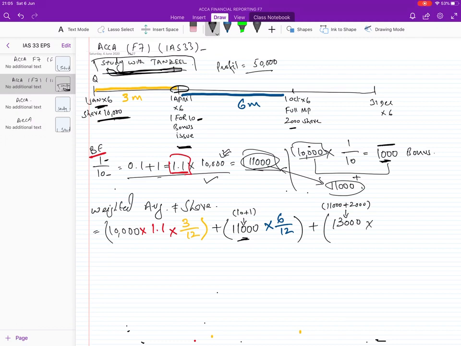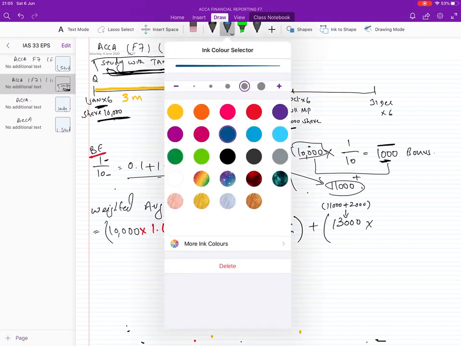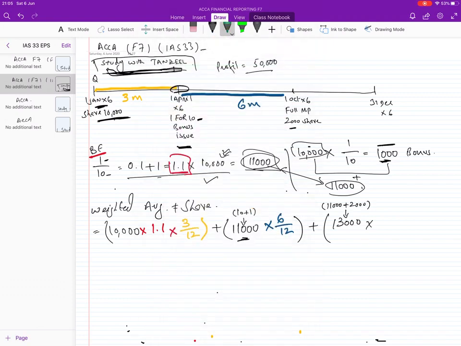And how many months is it outstanding? We will calculate how many months from here till here: October, November, December. So these shares were outstanding for 3 months. So take effect for 3 months. I'm choosing the color so you know where I picked these numbers from. So 13,000 for 3 months.